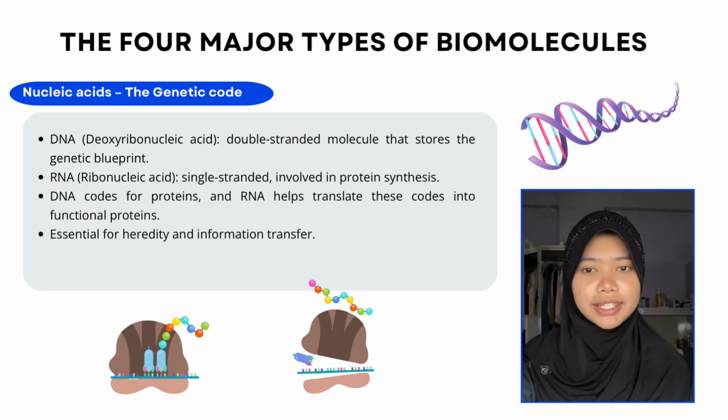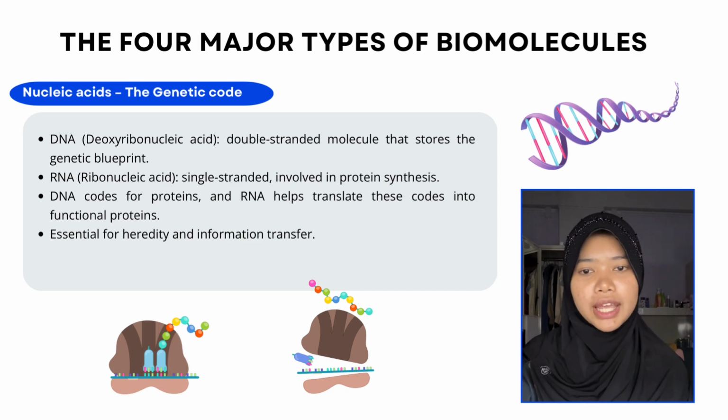Nucleic acids, the genetic code. Nucleic acids include DNA, or deoxyribonucleic acid, which is a double-stranded molecule that stores the genetic blueprint, and RNA, or ribonucleic acid, which is a single strand and helps in protein synthesis.